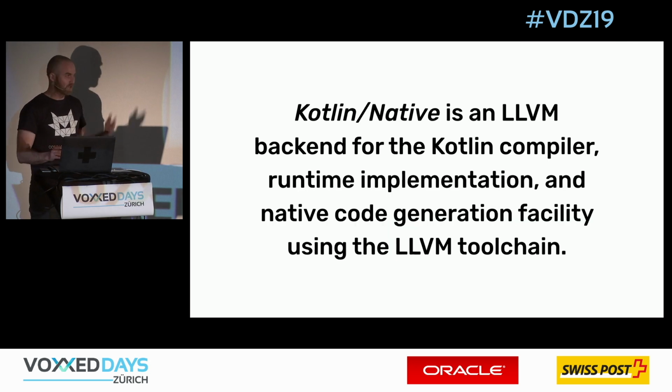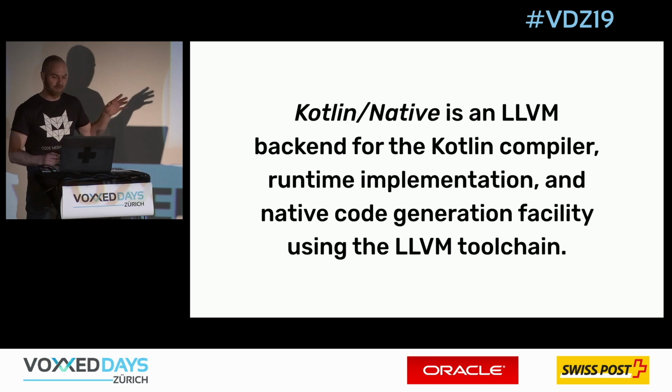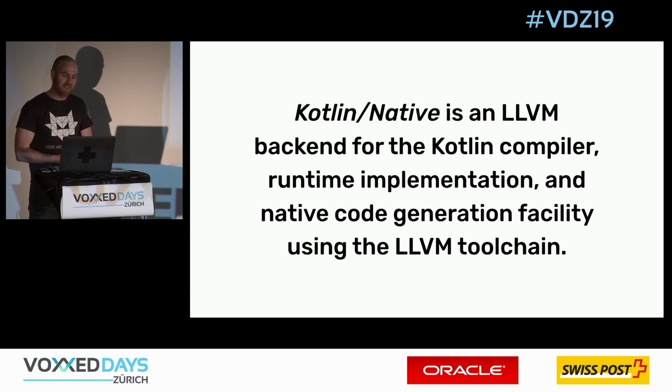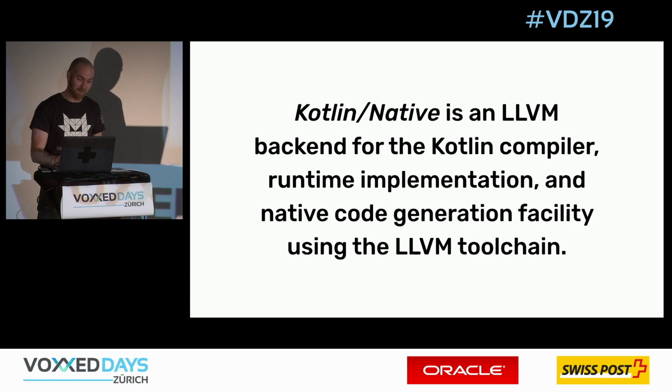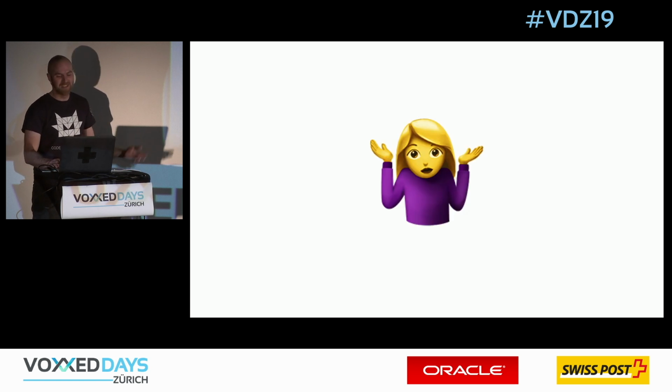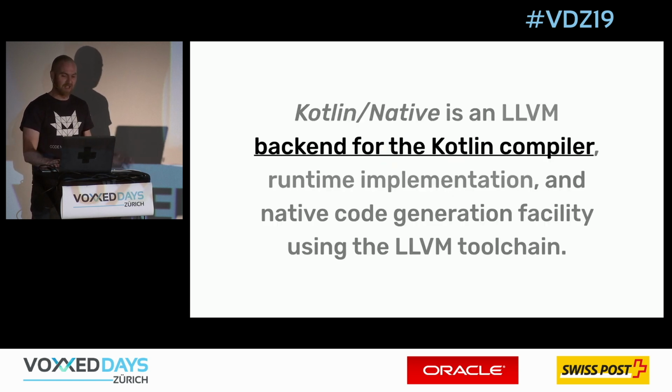And here is a bit more full definition from GitHub, which goes like, Kotlin Native is the LLVM backend for the Kotlin compiler, runtime implementation, and so on. It's a bit like, what? Kind of complicated. So I'll try to explain in a bit more detail what it actually says. So one thing is, what does it mean to be backend for the Kotlin compiler? This terminology comes from compilers, not web development.